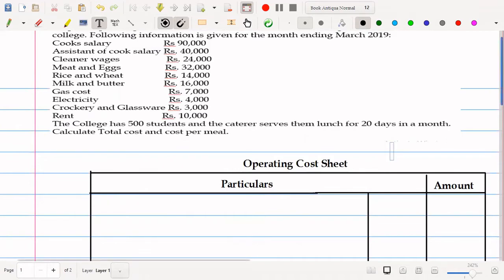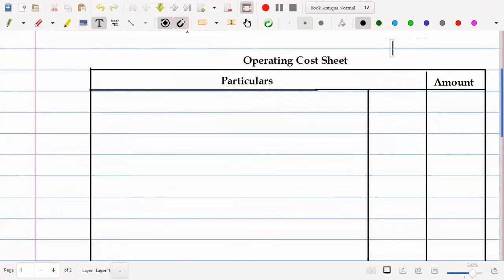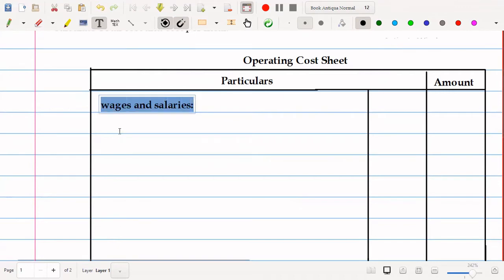Let us start the cost sheet. So hope you have written the problem. I'll be closing it now. We'll do the answer. So first head is wages and salaries. Wages and salaries. Under this head, we have cook's salary. Cook's, it's given as 90,000.